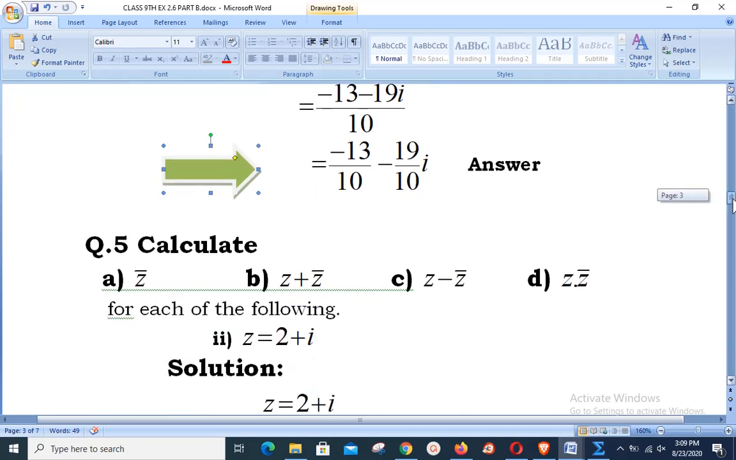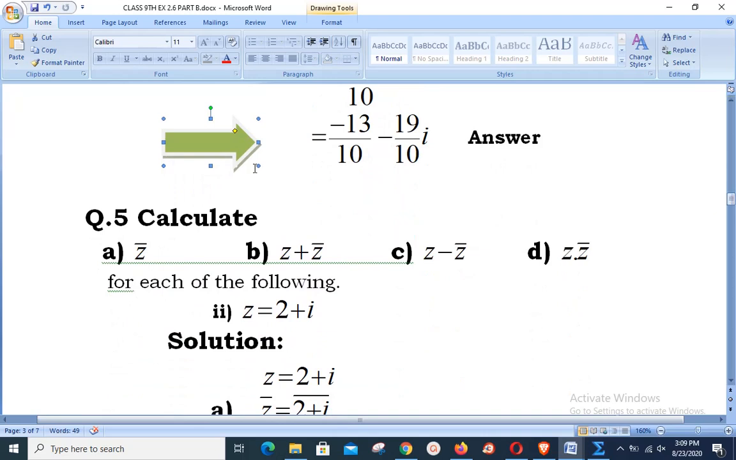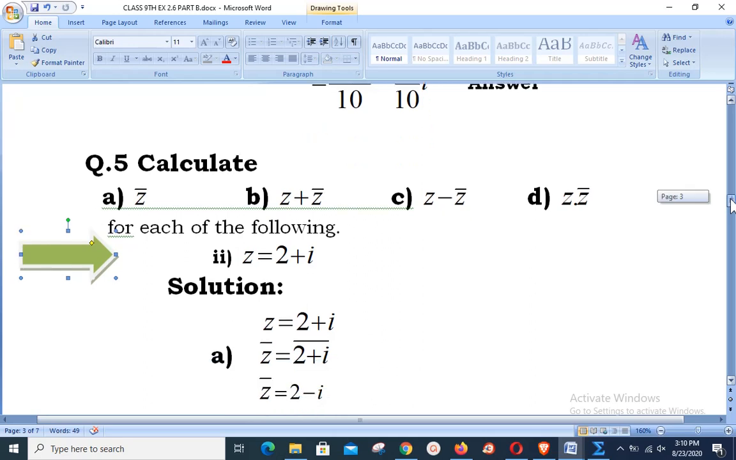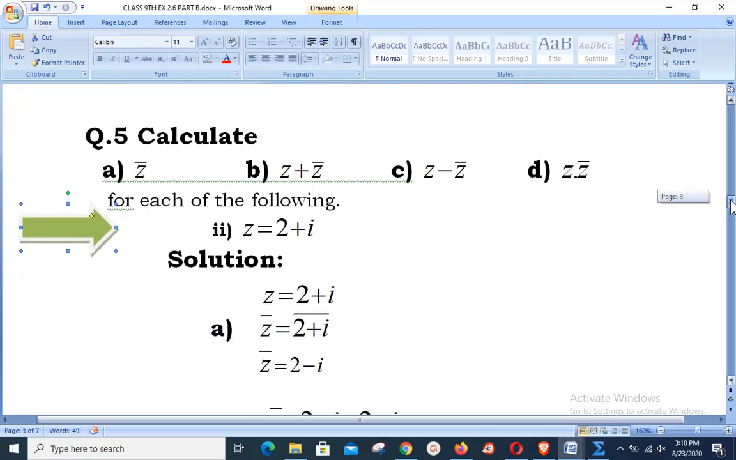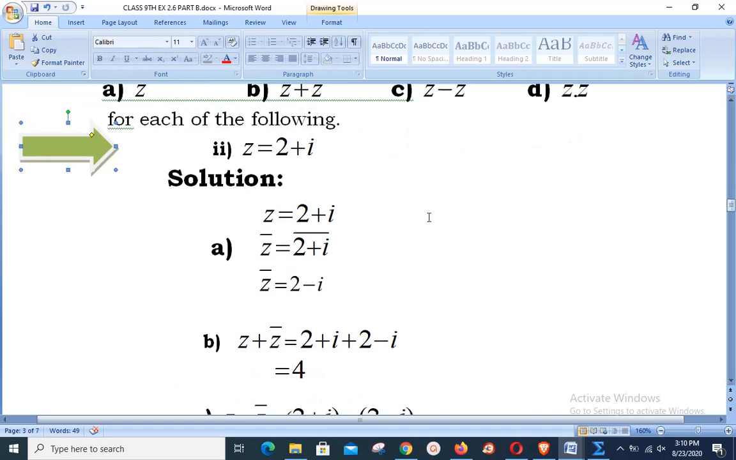Next, question number 5 says that calculate part number A z conjugate, part number B z plus z conjugate, part number C z minus z conjugate, and part number D z multiplied by z conjugate, whereas the z given in part number 2 is z is equal to 2 plus iota. Starting our solution, keeping the first step z is equal to 2 plus iota same.